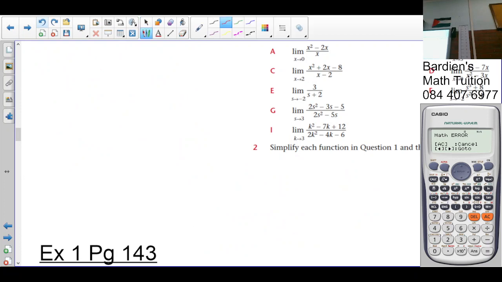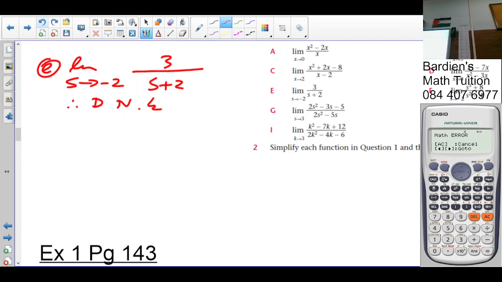Let's look at E. So you got the limit as s approaches negative 2 of 3 over s plus 2. Right, can I simplify that? No. Not so? So therefore the limit does not exist.